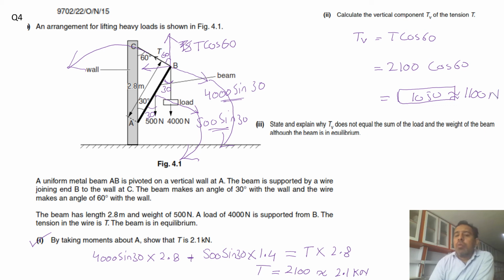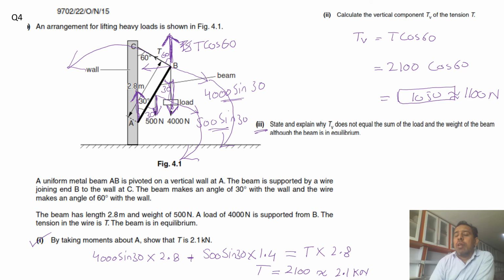And now moving towards this last portion: state and explain why TV does not equal the sum of the load and weight of the beam. According to the first condition of equilibrium, the sum of upward force is equal to the sum of downward force. So this is the upward force, and these two are the downward forces. But the sum of down is not equal to the sum of up, because another force is acting at point A, and it's upward as well. So if we consider the force at A, then we can say that the sum of up is equal to the sum of the downward forces.